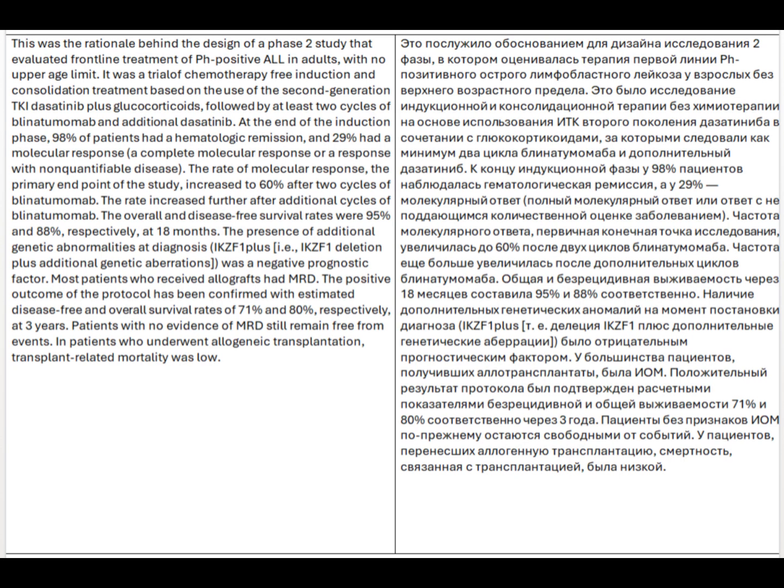The presence of additional genetic abnormalities at diagnosis, IKZF1 deletion plus additional genetic aberrations, was a negative prognostic factor. Most patients who received allografts had MRD. The positive outcome of the protocol has been confirmed with estimated disease-free and overall survival rates of 71% and 80%, respectively, at 3 years. Patients with no evidence of MRD still remain free from events. In patients who underwent allogeneic transplantation, transplant-related mortality was low.